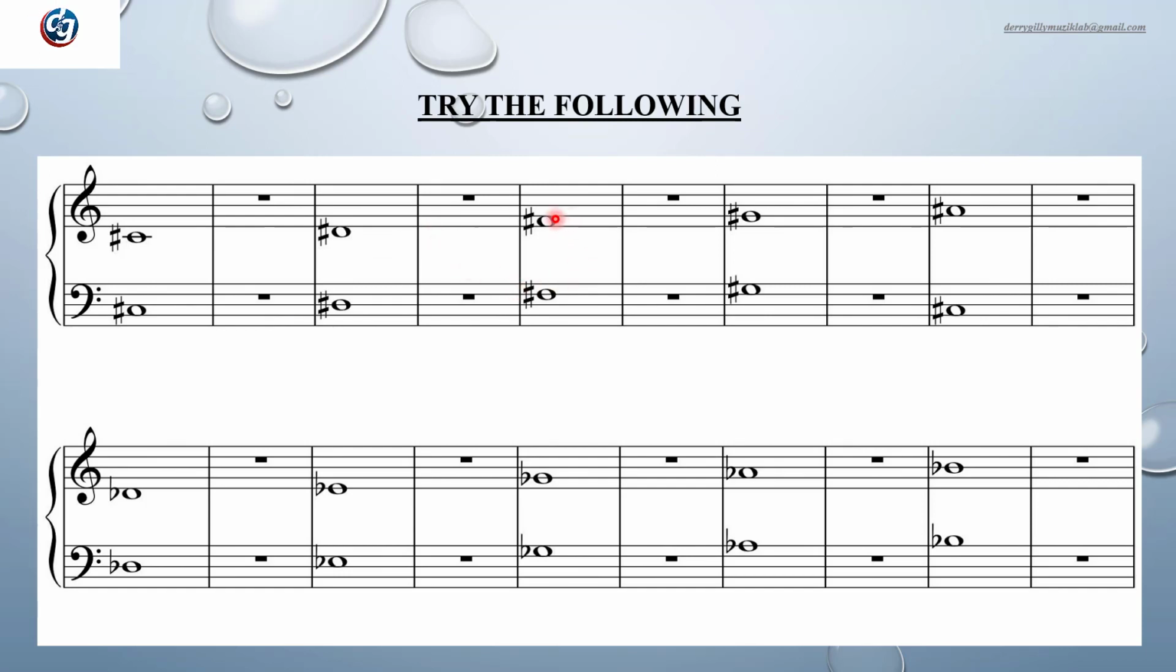The enharmonic equivalent of F sharp, you just provide your answer. The enharmonic equivalent of G sharp, you just provide your answer. The enharmonic equivalent of A sharp, you just provide your answer. So this one deals with all the sharp sign accidentals, or all the sharp sign chromatic alterations. And we have the flat sign chromatic alterations.